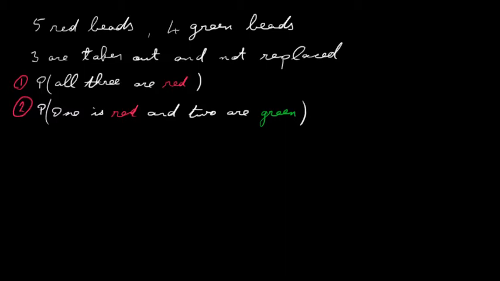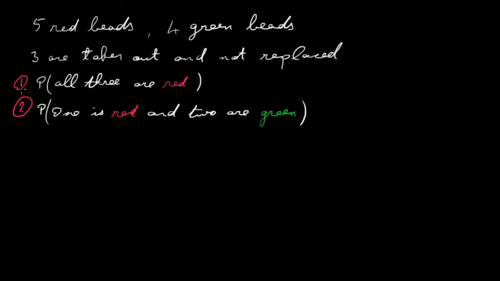Basically what we've got here is a bag with 5 red beads and 4 green beads in the bag. So we have a total of 9 beads. Someone comes along, they take out 3 of the beads, one after the other, and they don't replace any of the beads. The first question we want to know is find the probability that all 3 are red. So they pick out 3 red beads in a row. Second question is find the probability that one of the beads is red and the other 2 are green. Okay, so let's have a look at working this problem out.